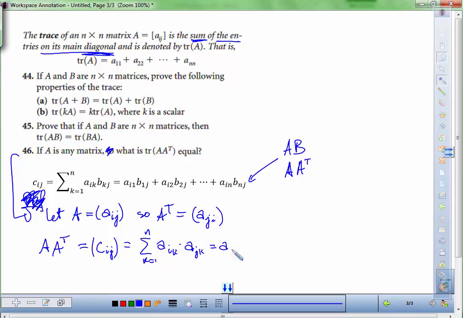So this is a_i1 a_j1 plus a_i2 times a_j2 plus, I'll put dot dot dot.